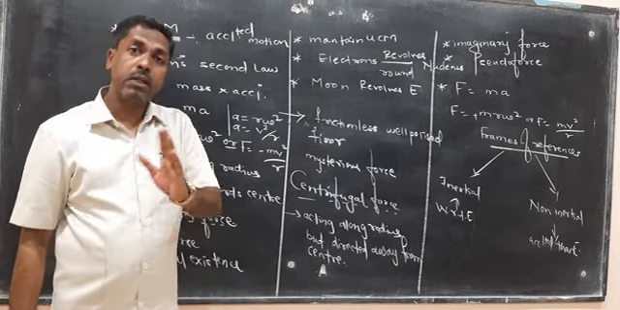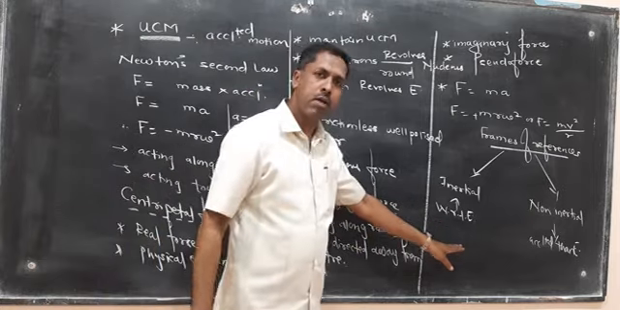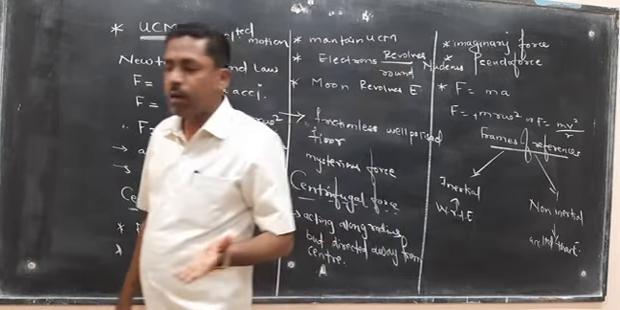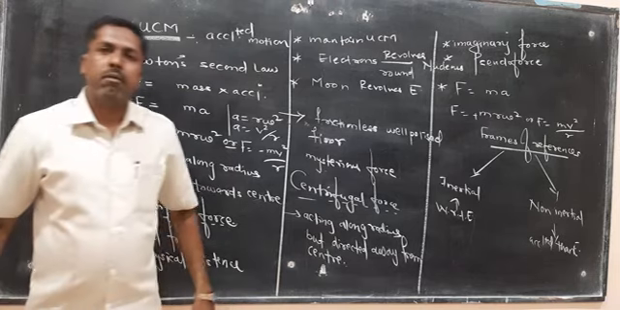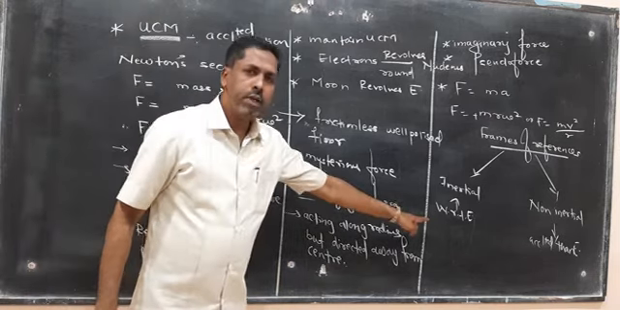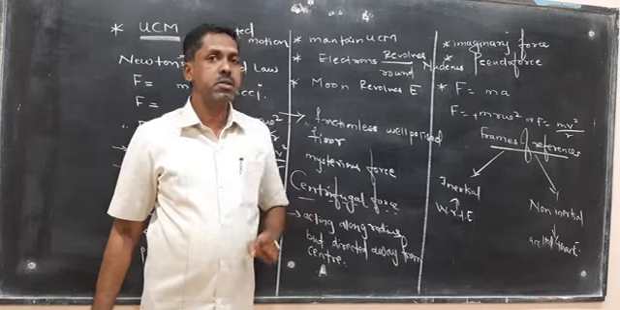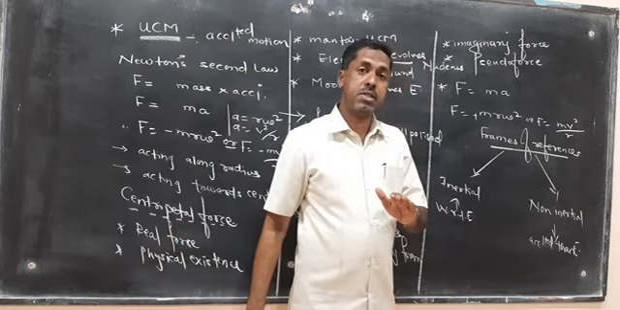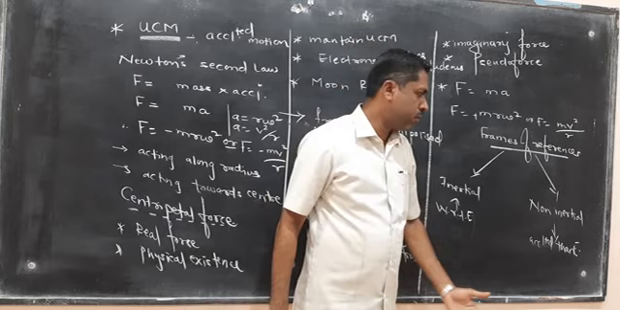Frames of reference, there are two types. One is inertial frame of reference, another is non-inertial frame of reference. Inertial frame of reference is the frame of reference which is moving with respect to Earth's surface. Non-inertial frame of reference is the one which is accelerated relative to Earth's surface.